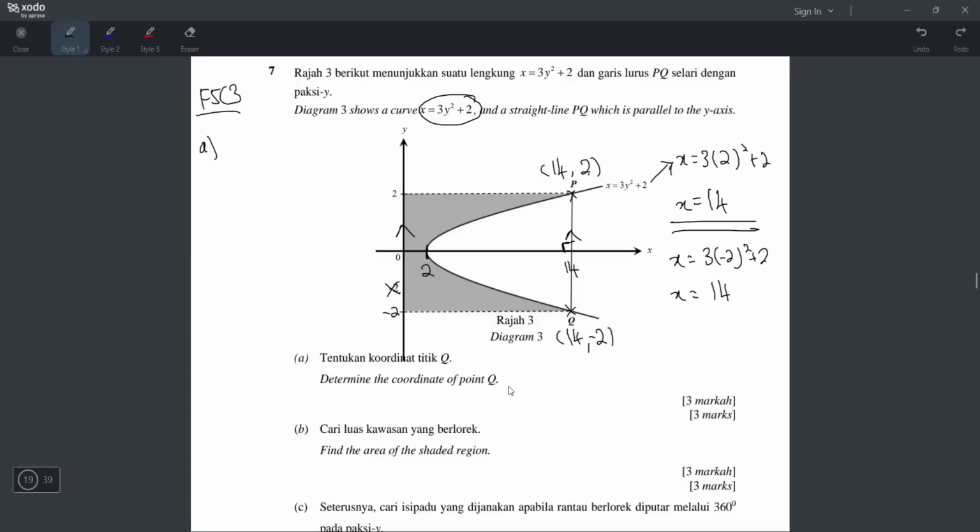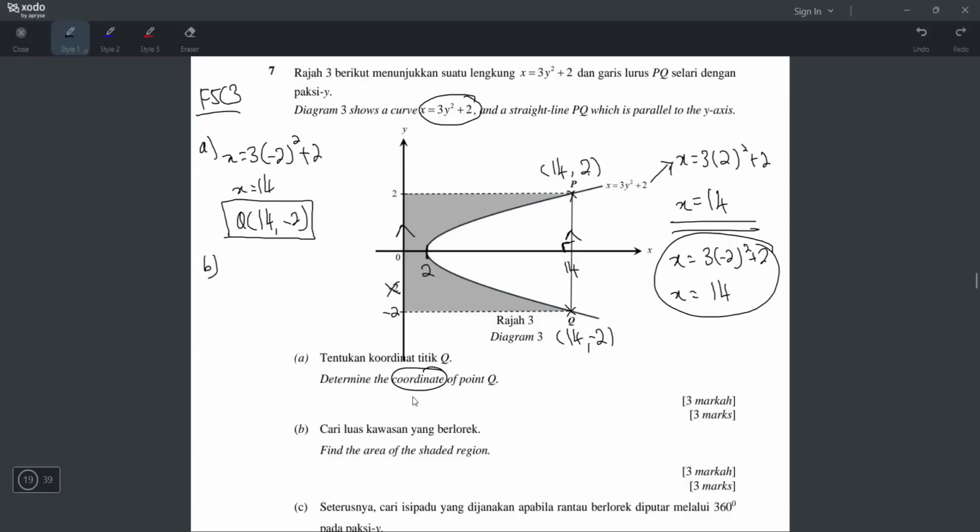Determine the coordinates of point Q. So I think you can show this working. Okay, you can show this working. No, this one, the one below. Okay, so let's show that. Let's write that again. x = 3y squared plus 2, x equals 14. Okay, and then point Q is (14, negative 2). Make sure you write this in a line. Because if they ask you to find the coordinates, it means you must write in brackets (14, negative 2) like this. This is how you write coordinates.